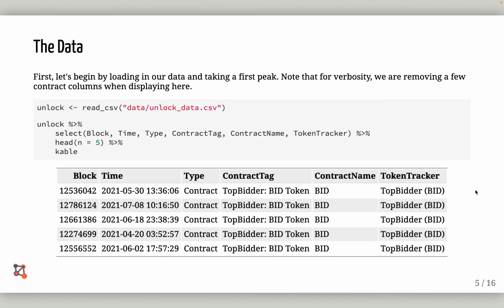Ultimately, the data looks like this. In this slide, we didn't show all the columns. There are also columns for the address itself that just take up a lot of space. So we selected some of the relevant ones, like the block number and block time, and then the contract tag, name, and token tracker. This is just a quick example. You see that Top Bidder one that we were just visualizing on Etherscan. You can see it right here at the top of the data. So that's how the data looks.